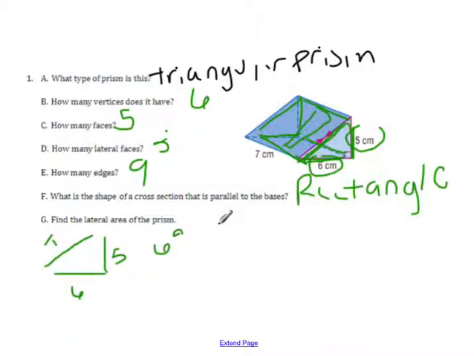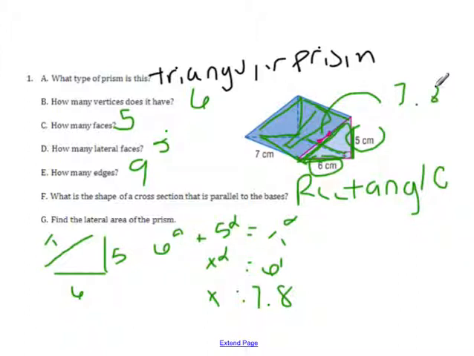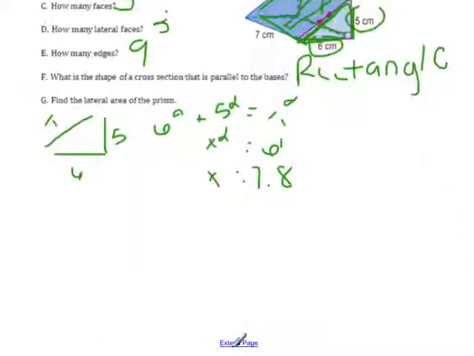So I have 6 squared plus 5 squared is equal to x squared. When you go through and use the Pythagorean theorem, you end up getting x squared is equal to 61. So then you get that x is equal to 7.8. So the length of that side right there is 7.8. Now the perimeter of this is going to be 7.8 plus 5 plus 6. So that's the perimeter.